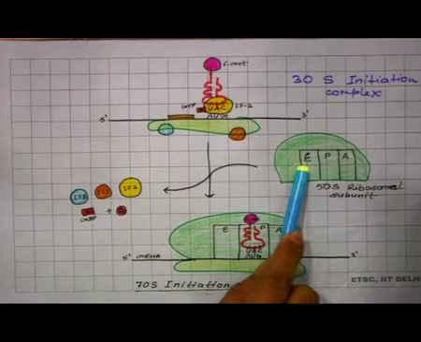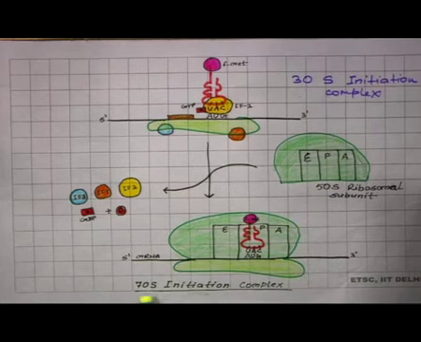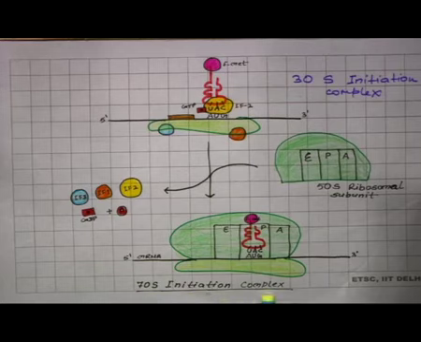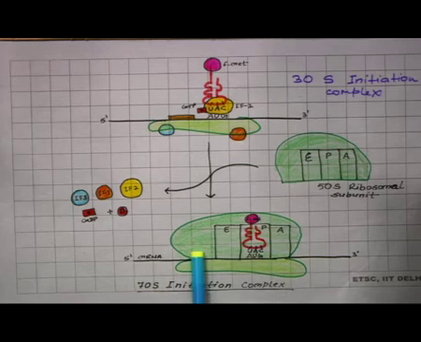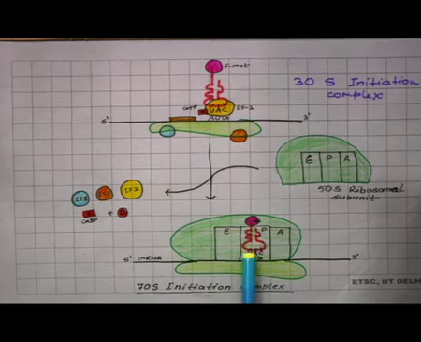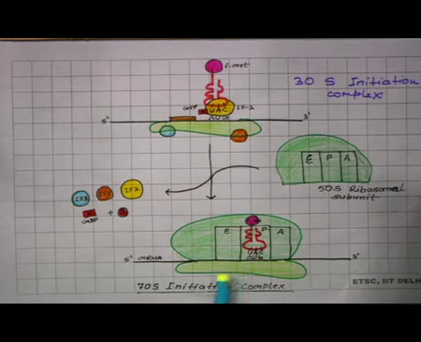When the 50S ribosomal subunit combines with the 30S initiation complex, they form the 70S initiation complex. This 70S initiation complex contains a smaller subunit of ribosome, larger subunit of ribosome, initiator transfer RNA and messenger RNA. Now this 70S initiation complex will start the protein synthesis. From here the protein synthesis will be initiated.